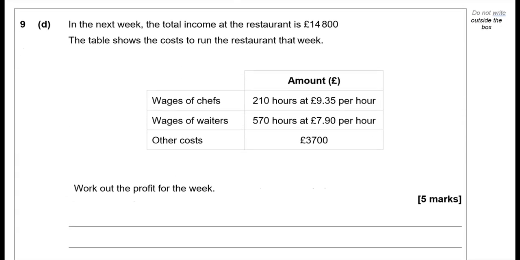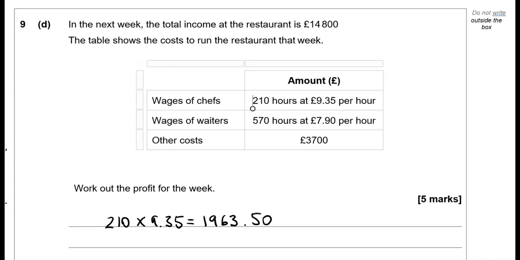In the next week, the total income at the restaurant is £14,800. The table shows the cost to run the restaurant that week. Work out the profit for the week. So wages of chefs, 210 hours at £9.35 per hour. So we'll go 210 times 9.35, £1,963.50.